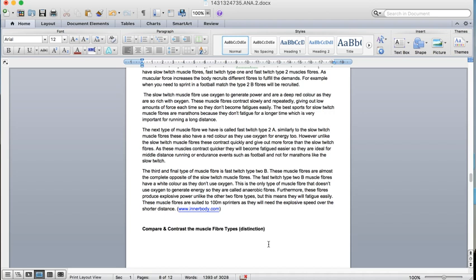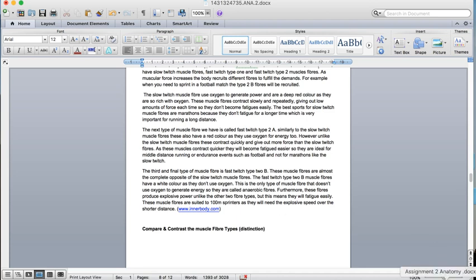What you'll find is that there are similarities between type 1 and type 2A, and there are similarities between type 2B and type 2A, but type 2B and type 1 have no or very few similarities.